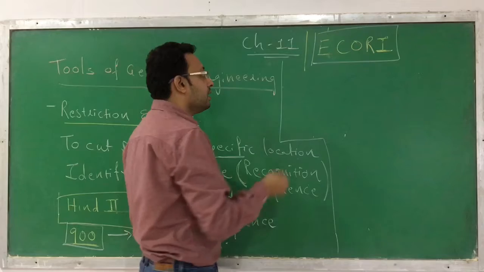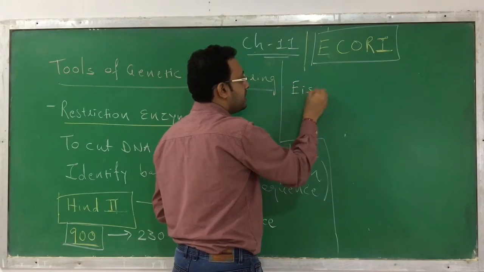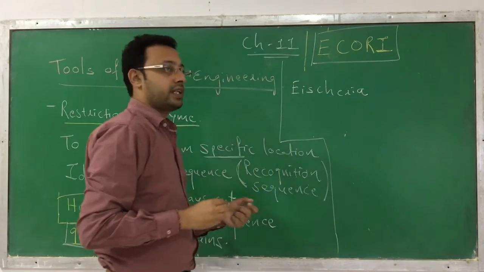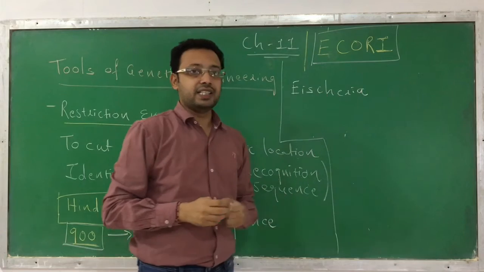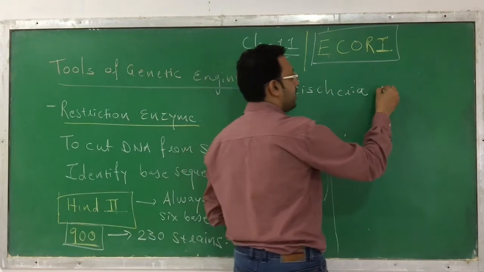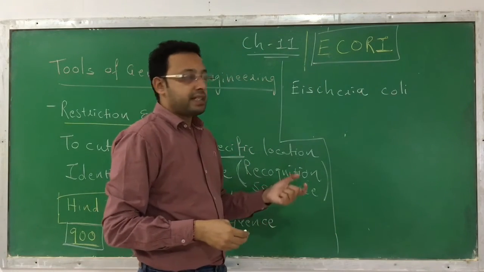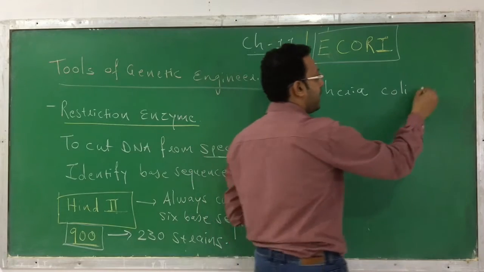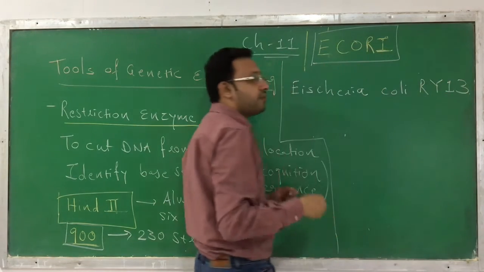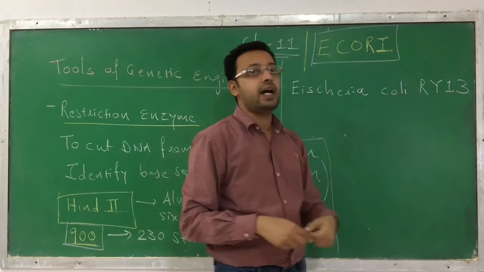Here the first letter indicates the genus of the bacteria from which it was isolated. So here the E means Escherichia, so it is the genus. This is the enzyme which was isolated from the bacterial strain Escherichia coli RY13.